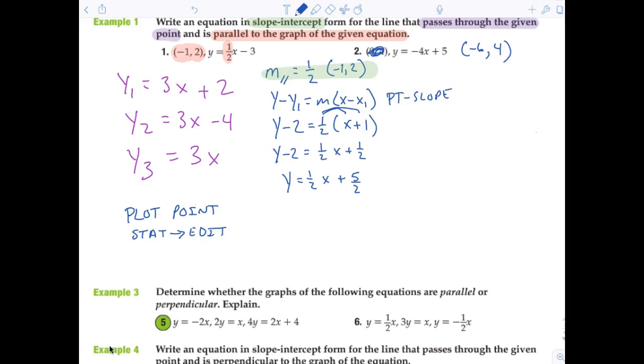And then graph it, and you should have a new line and a new point. Show me. You got it?